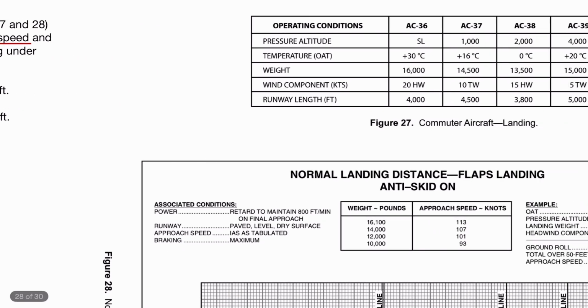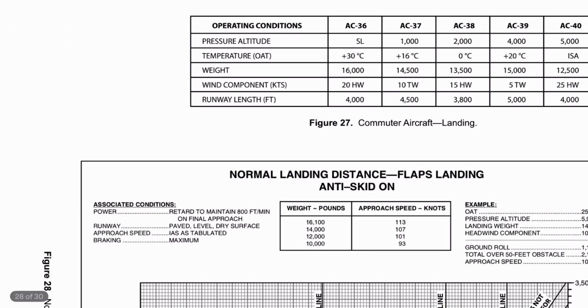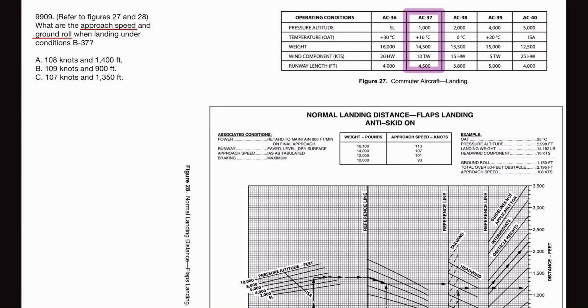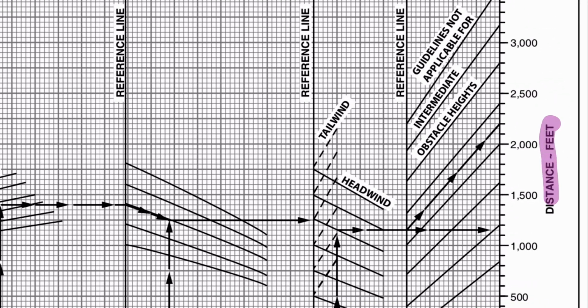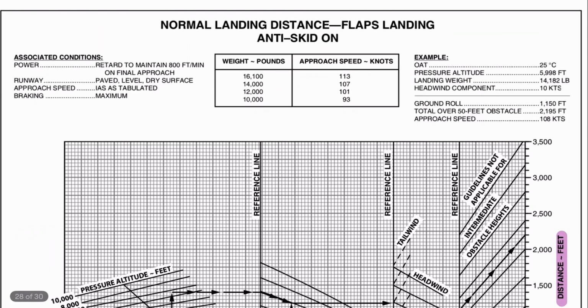So we'll go to figure 27 and go ahead and highlight your conditions. That's AC37. I know there's a typo here, but just make sure that you're focusing on the right figure. The typos are not a huge deal. So we know that we're going to get our ground distance or ground roll from our actual chart here. And then if you look right above that, it gives you these approach speeds. So this is where we're going to get our approach speeds.